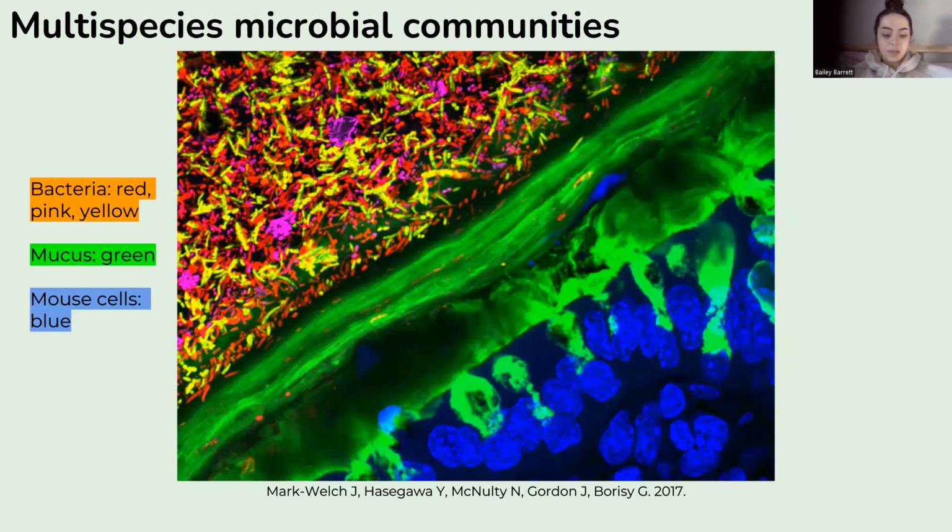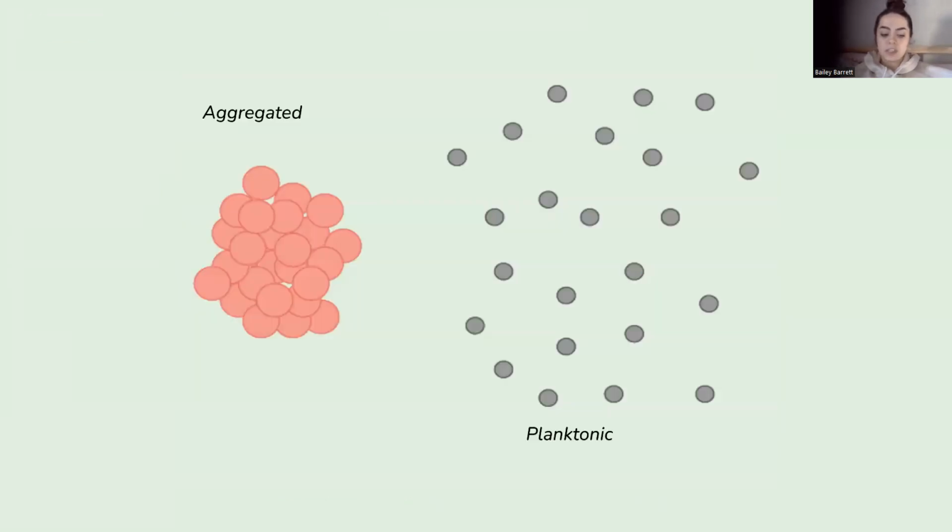In a healthy gut environment, bacteria exist in multi-species microbial communities. Pictured here is a section of a mouse colon. In blue are human cells, in green is mucus, and in the confetti color combo are all of these bacteria that are associated with this section of the gut. So the bacteria live apart from human cells, separated by that layer of mucus that's protecting the human cells. In the gut, bacteria exist in one of two modes, as part of an aggregate or as planktonic bacteria.